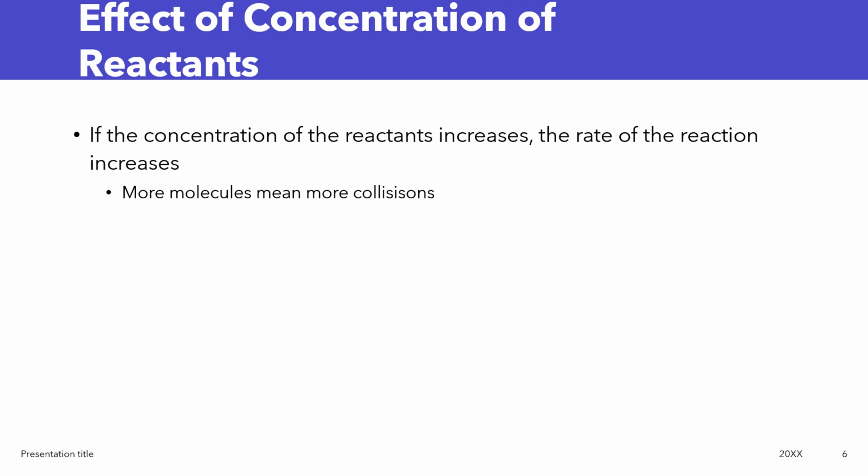Now, let's look at the effect of the concentration of the reactants. So, if you increase the concentration of the reactants, the rate of the reaction will also increase. Can anybody see why that is? Well, if you increase the concentration of the reactants, that means you have more molecules. More molecules of reactants means more collisions. More collisions means that the rate of the reaction will increase.